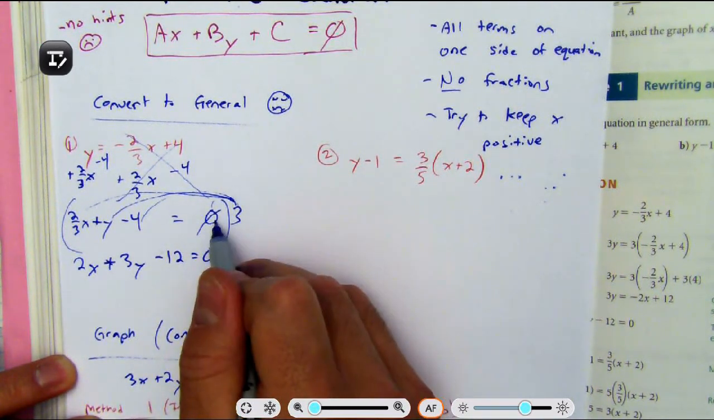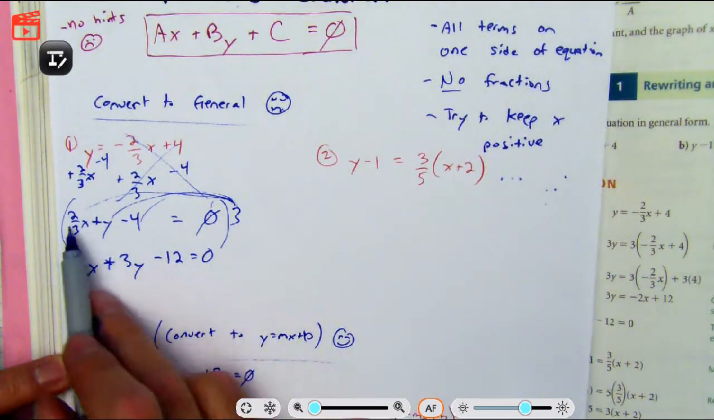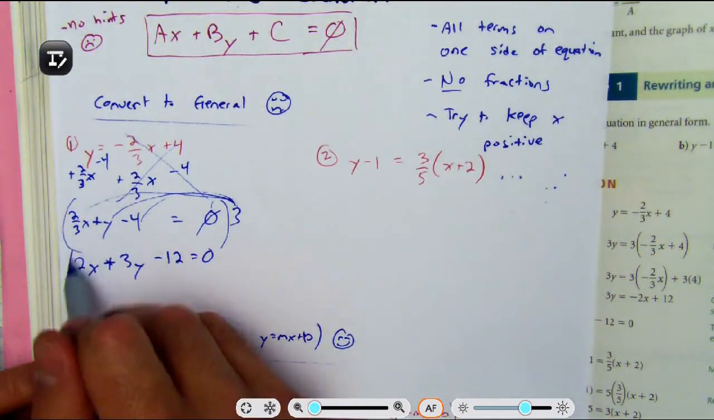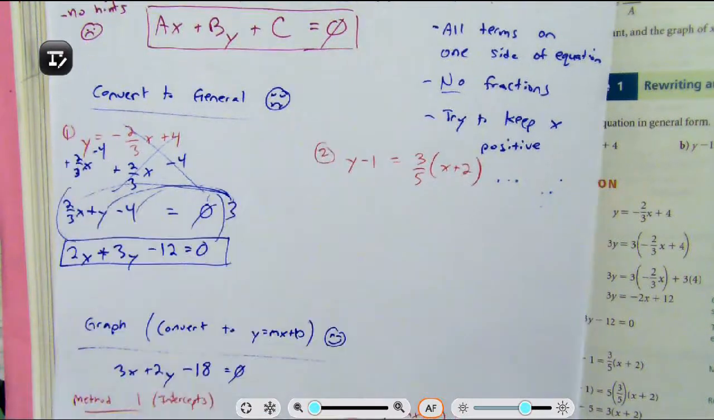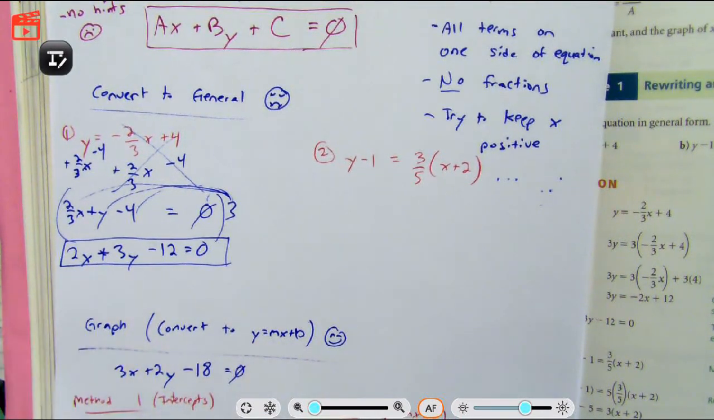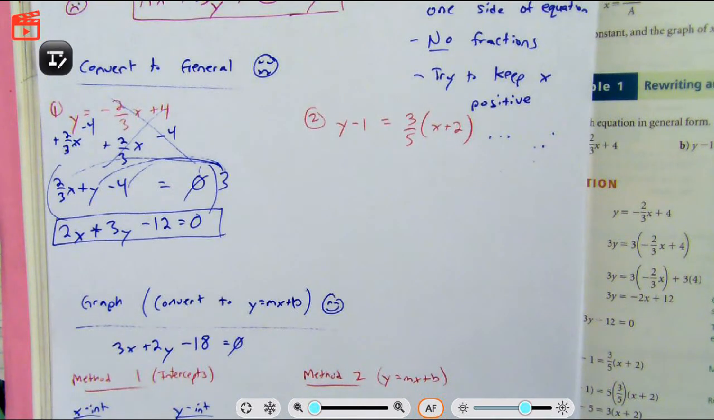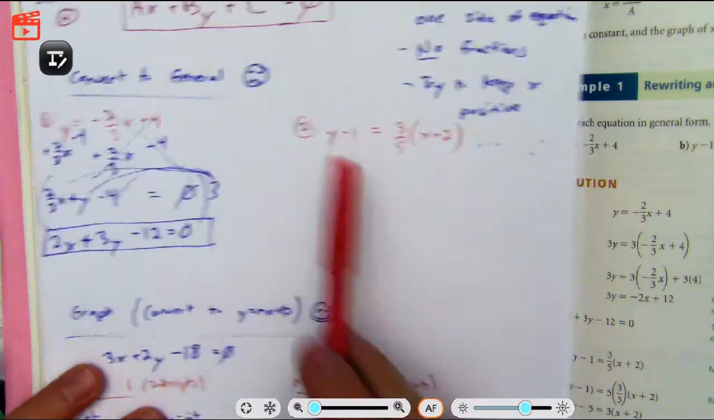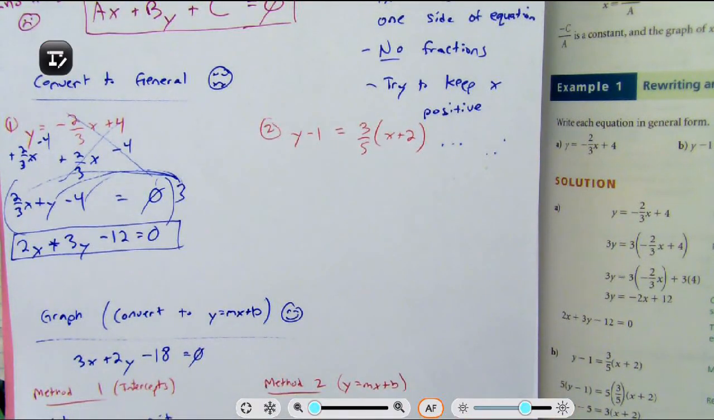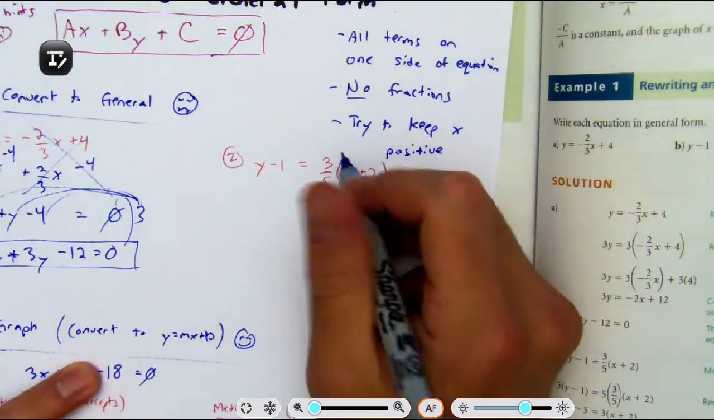You're even technically multiplying the 0 by 3. So notice I just tripled everything. So now I'm in general form. Again, that doesn't help you because everything is on the same side. Your x is positive. There's no fractions, but it doesn't help you graph this because it's all, back to no hints.